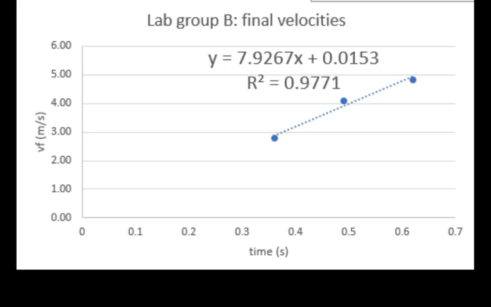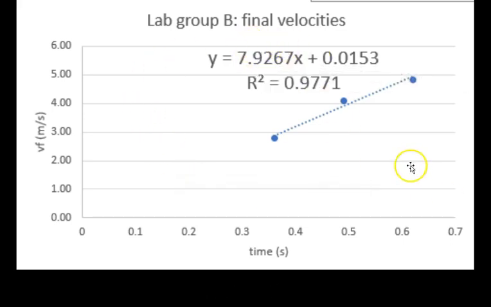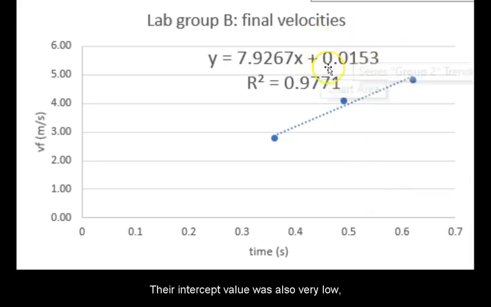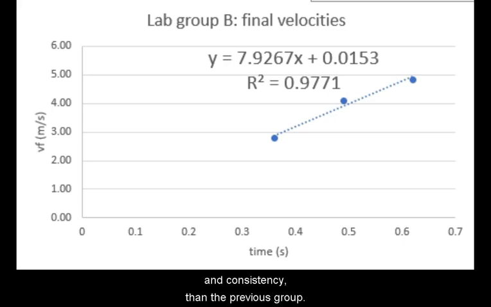According to this result, lab group B had a more accurate data that was still very consistent. Their intercept value was also very low, and hence this group's results are quantitatively better in accuracy and consistency than the previous group.